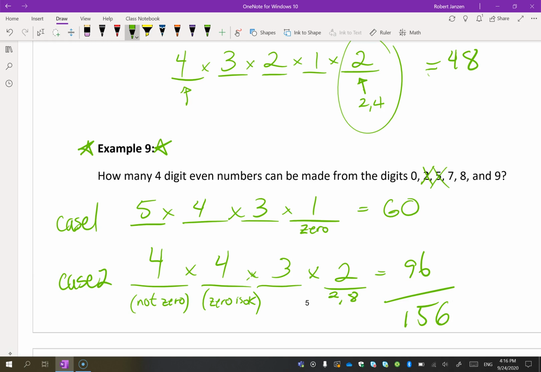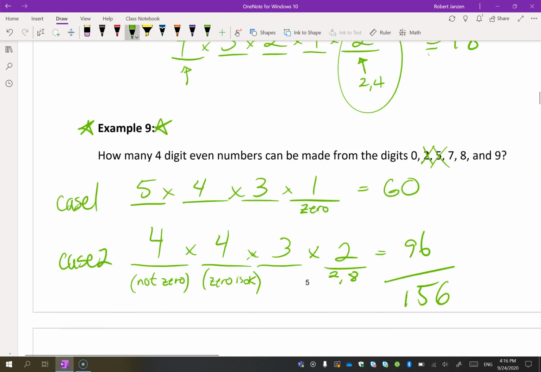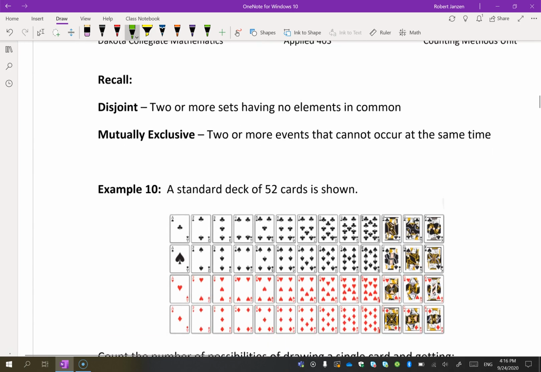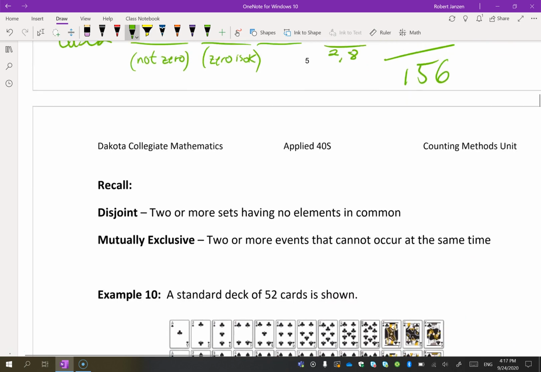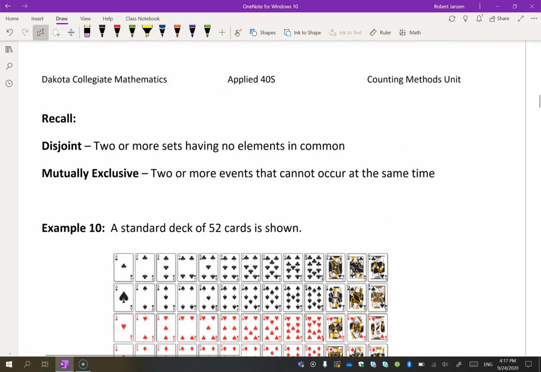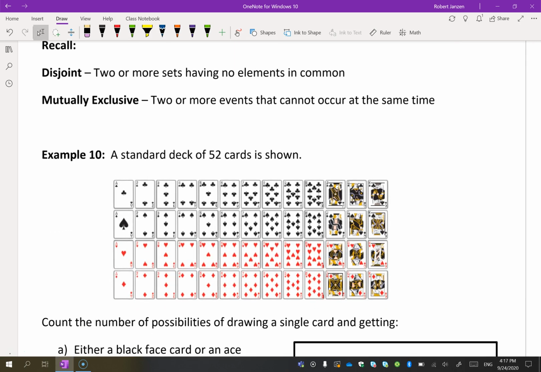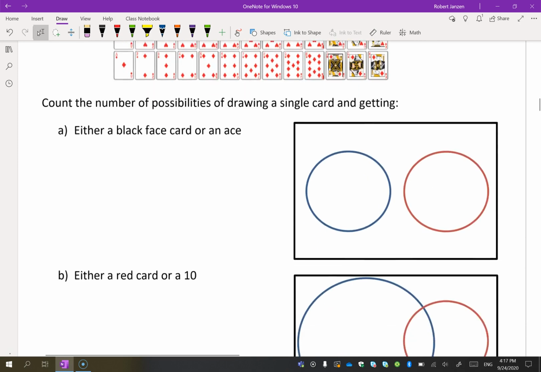Okay, that's a tricky one. For sure, that's tricky. Okay, let me just see how much further we can do this a little bit here. Disjoint, 2 or more sets having no elements in common. Remember that? Mutually exclusive, 2 or more events that cannot occur at the same time. So let's keep that in mind when I look at this.